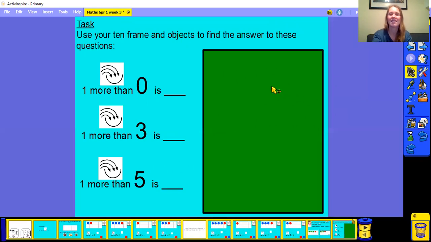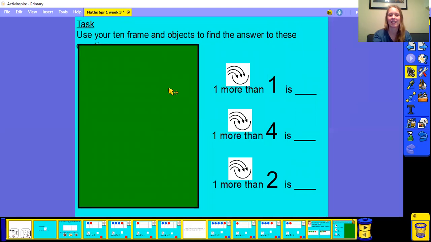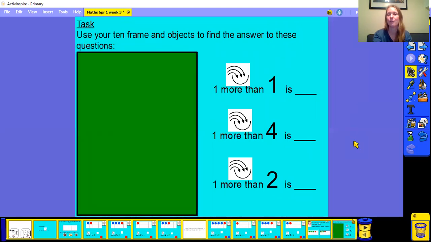Okay, now let's have a go at this side. Just like you did before, use your 10 frame to help you. Don't forget to take a photo and send it to your class email.